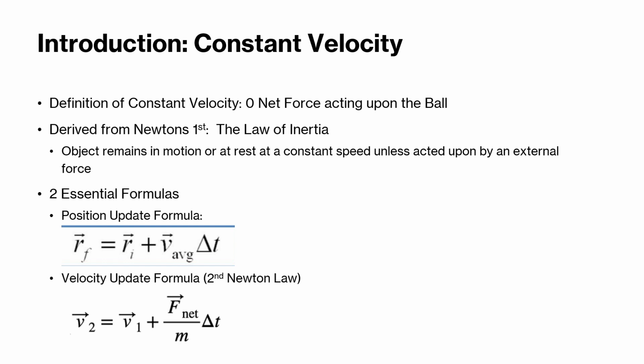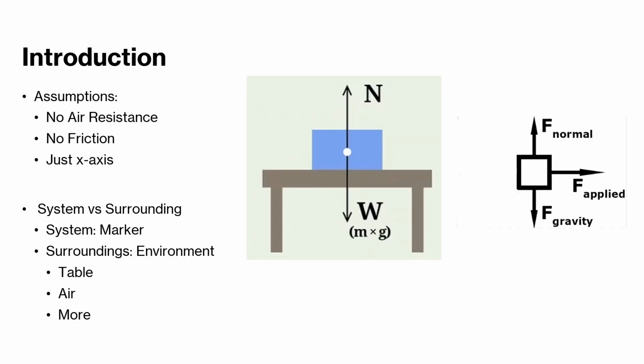In this lab, we're under the assumption that there is no net force, meaning there's no friction nor air resistance acting upon the marker when we roll it. Additionally, we are focusing on just the x-axis movement and disregarding movement in the y and z axes. Since friction and air resistance are ignored, this means that there is zero net force acting upon the marker when it is in the process of rolling.